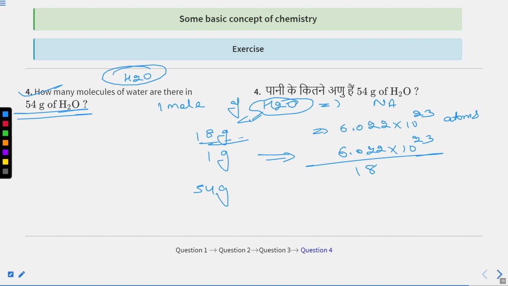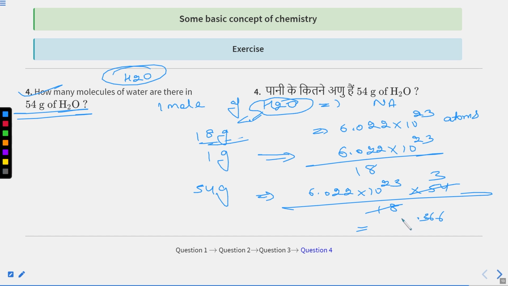The question is asking. Tell me what we can do now. Multiply with 54. In 54 gram, you can see 6.022 into 10²³ into 54 divided by 18. 18 3s are 54. Then you can multiply this, you will get the answer 18.066 into 10 raised to the power 23. What should be the right answer? 18.066 into 10 raised to the power 23 is the answer of this particular question.